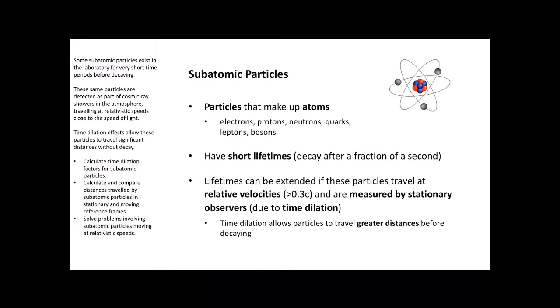If these particles travel at high relative velocities, so velocities that are greater than 3/10 of the speed of light, and they're measured by stationary observers or observers in stationary reference frames, the time that they exist for can be extended, and this is a result of time dilation. This time dilation also allows particles to travel greater distances before decaying as well.